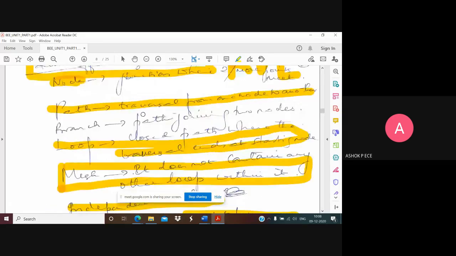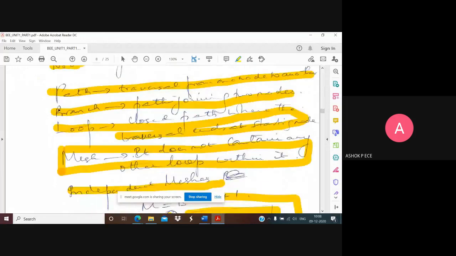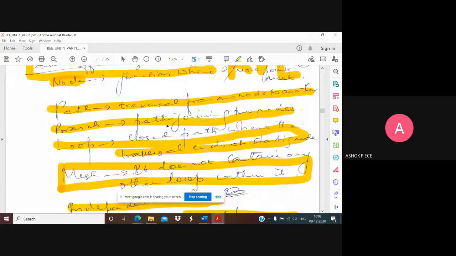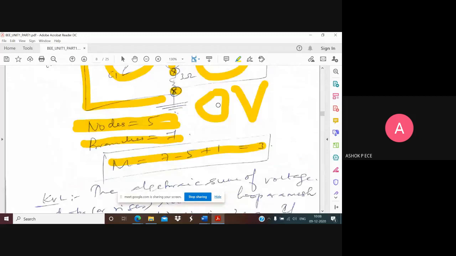These things are just for your understanding. Actually, in circuit analysis we will not be finding out the number of nodes, paths and all. It is just for your understanding of how to find node, path, branch, loop, and mesh. Any doubts you have? We are going to stop here.